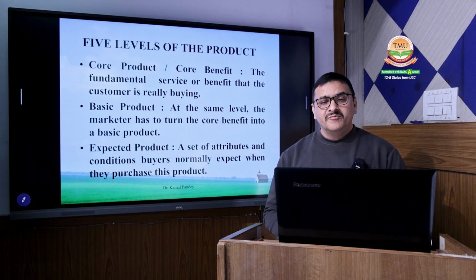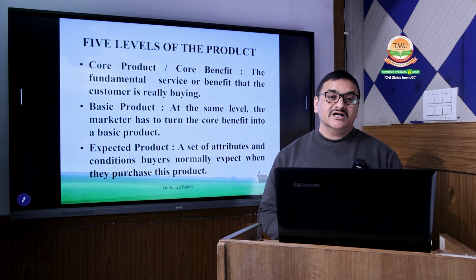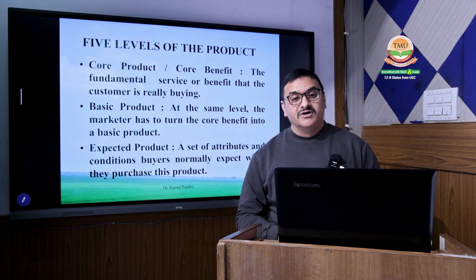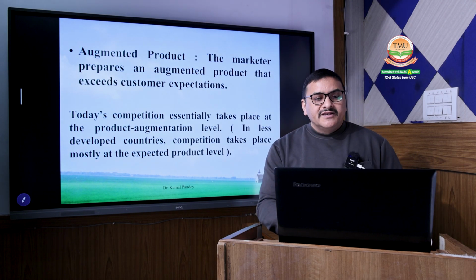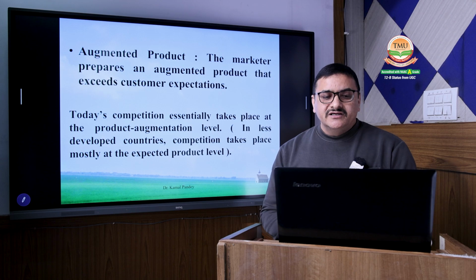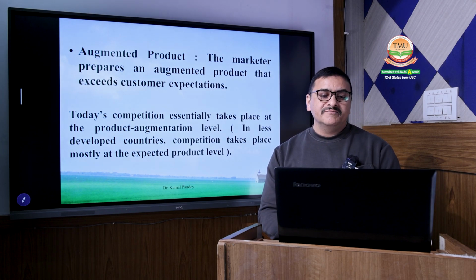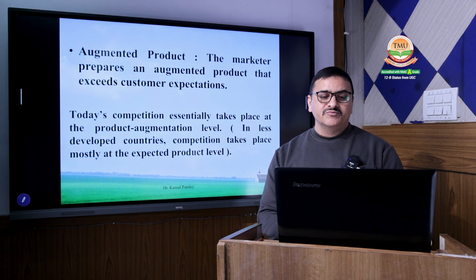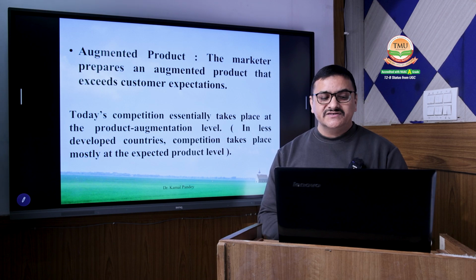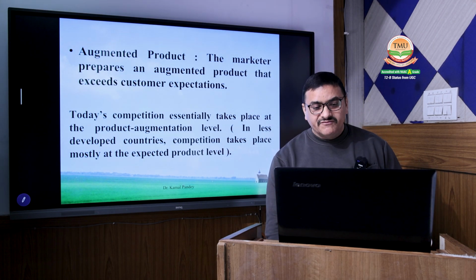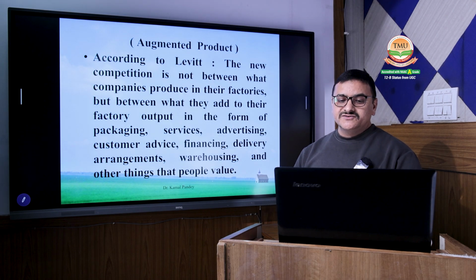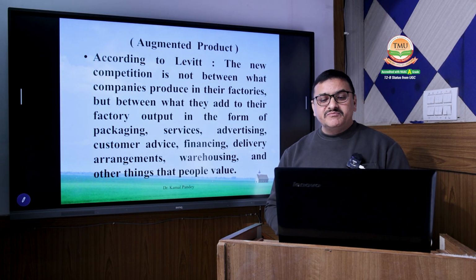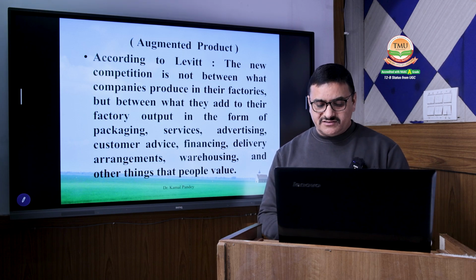Today's competition essentially takes place at the product augmentation level only, and in less developed countries or economies, competition takes place mostly at the expected product level. Now, according to Levitt, the new competition is not between what companies produce in their factories, but between what they add to their factory output in the form of packaging, services, advertising, customer advice, financing, delivery arrangements, warehousing, and other things that people value from the manufacturer or the producer.